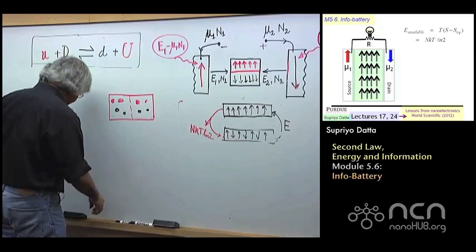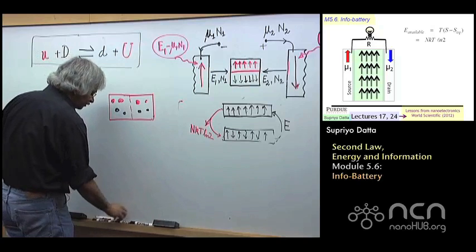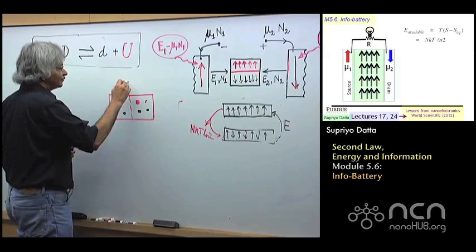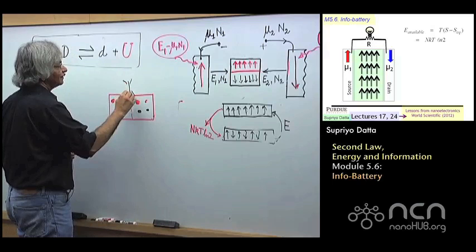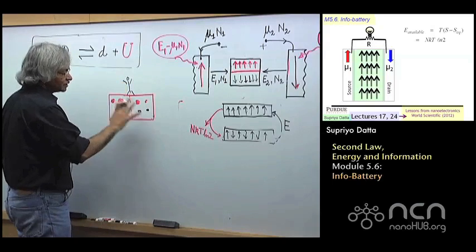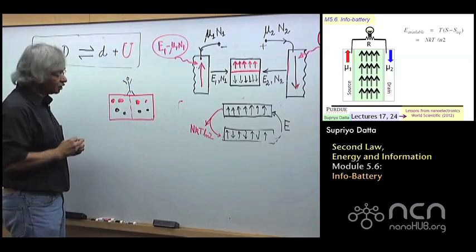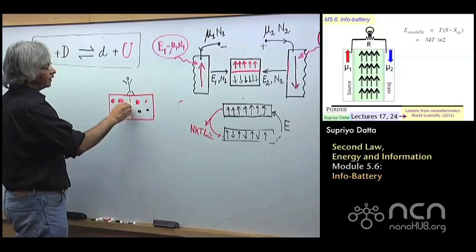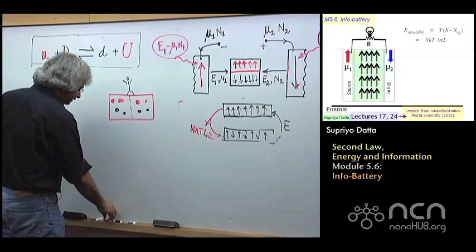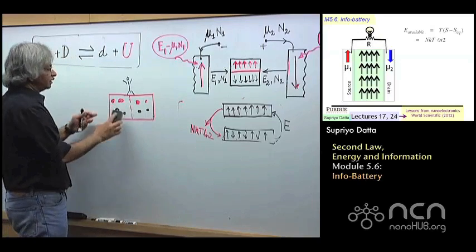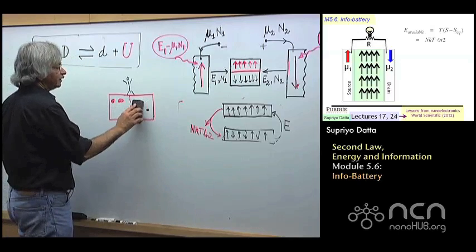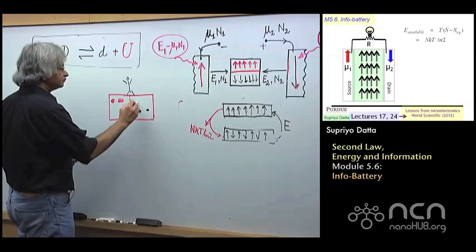And if you had a demon who knew what the velocities of each molecule were, what it could do is open a trapdoor here and let all the hot molecules collect on one side and the cold ones go to the other side.